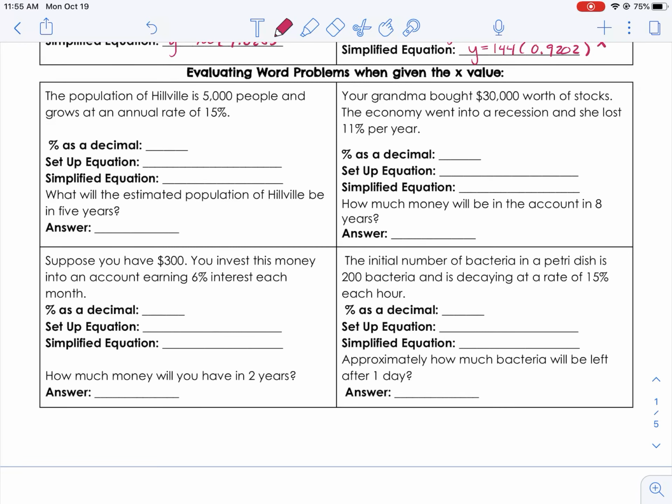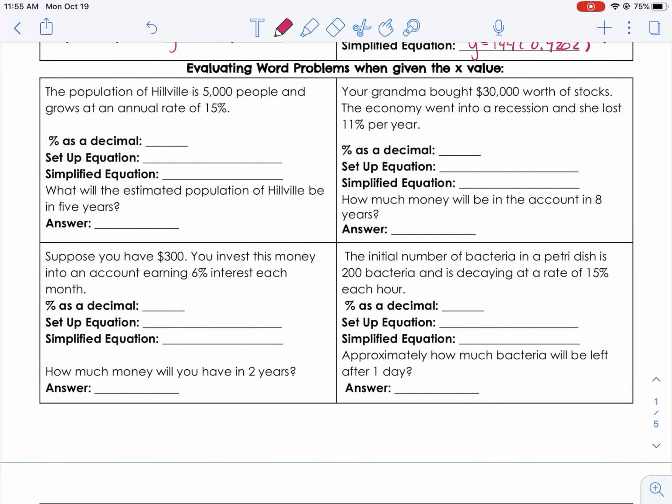All right, let's look at a couple more examples. So the population of Hillville is 5,000 people and grows at a rate of 15%. So we start at 5,000, that's A. Our rate as a decimal, we're going to move that over, so it's 0.15. And it says grows, so we're going to add 1 to that. So we've got y equals our initial, 5,000, times 1 plus 0.15 to the x. If we simplify that, it's 5,000 times 1.15 to the x.